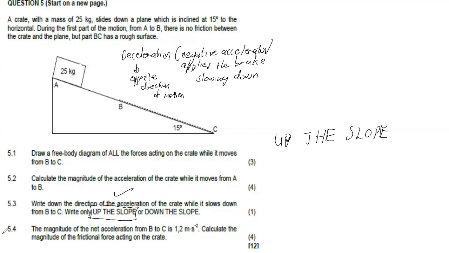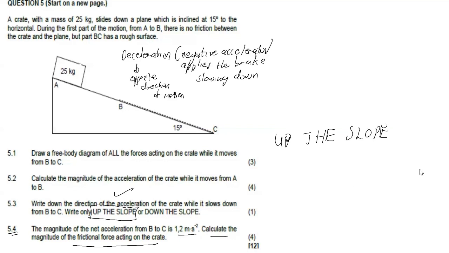Okay, then let's move to 5.4. It says calculate the magnitude of the net, it's telling us the magnitude of the net acceleration from B to C is 1.2 meters per second squared. Now calculate the magnitude of the frictional force acting on the crate, right? So now it's from B to C.